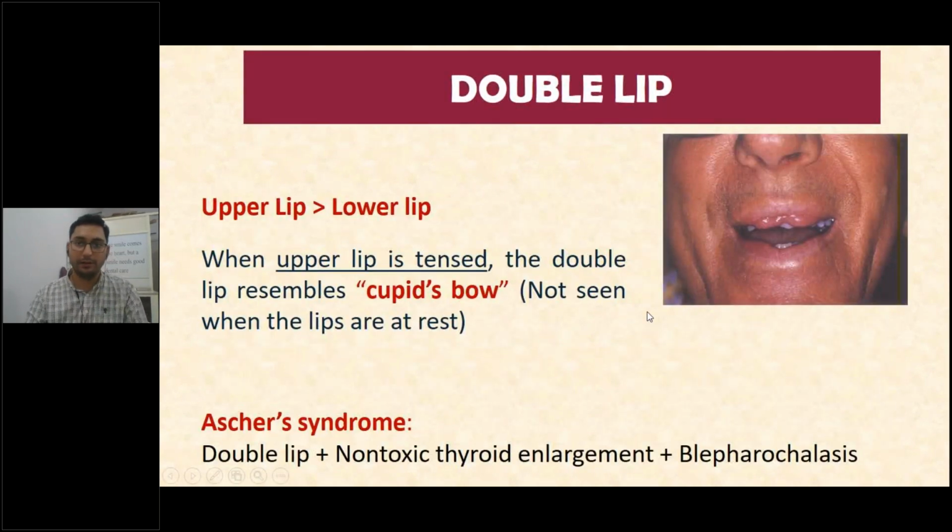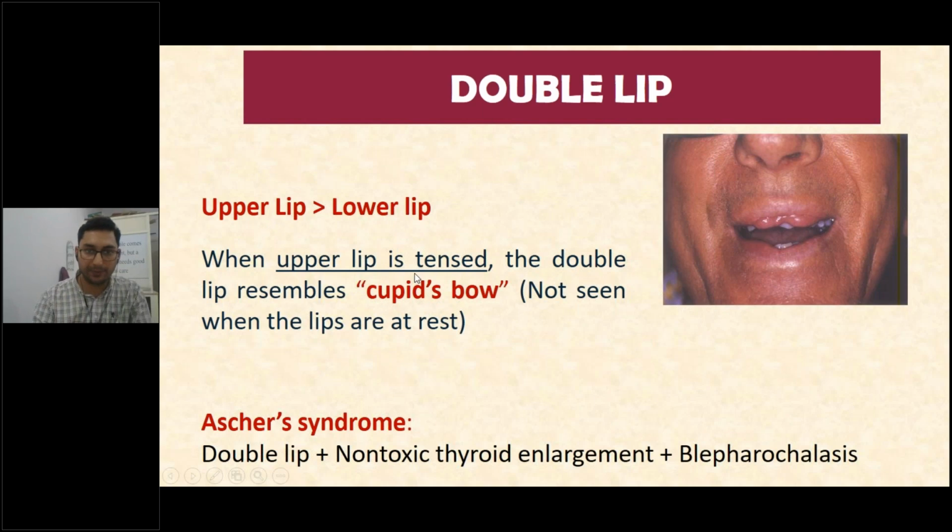Next topic is double lip. You can see this is one lip, and when the patient stretches or smiles, a soft tissue appears underneath in a bow shape. This gives a double lip appearance, double upper lip. And it is mostly common on the upper lip. It is one of the exceptions you can note down, right?